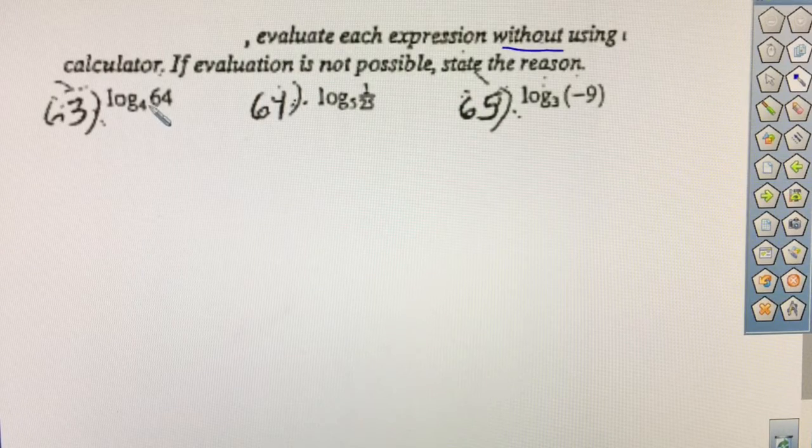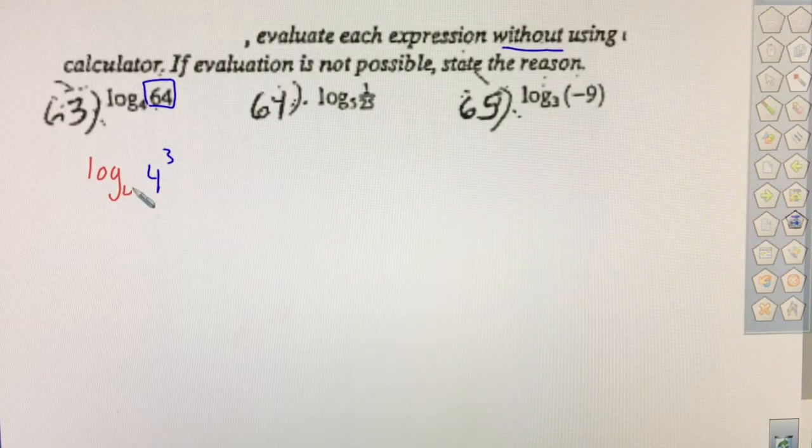Without using a calculator, well, I have to know that 64 is equal to 4 to the 3rd. So this is going to give me log base 4 of 4 cubed. And these here will cancel each other out. And the log brings the 3 out front. So they don't cancel out, they actually equal 1. So with the 3 out front, this would just equal 3.